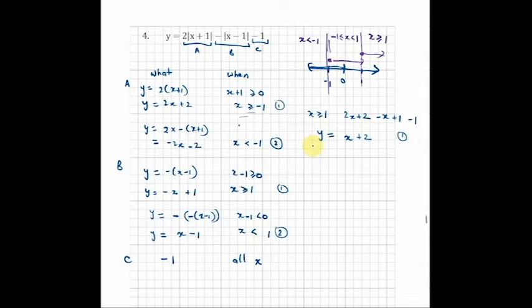Next region, when minus 1 is less than or equal to x is less than 1. What about the top part? We're greater than or equal to minus 1, so it's 2x plus 2. The next part, we're greater than or equal to minus 1, but we're less than 1. So it's the second part here.